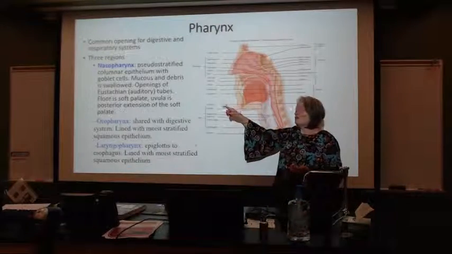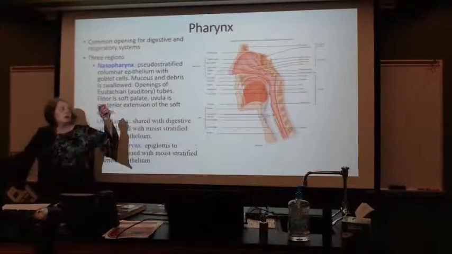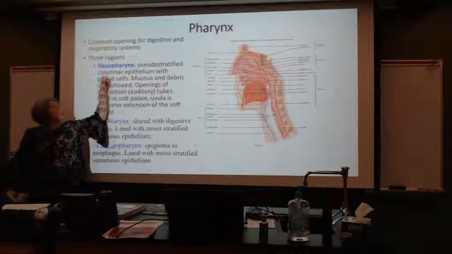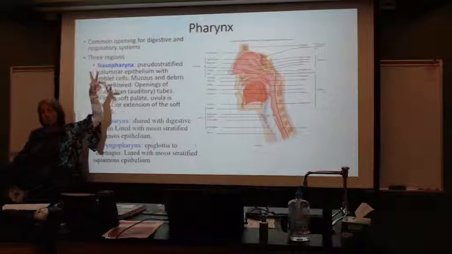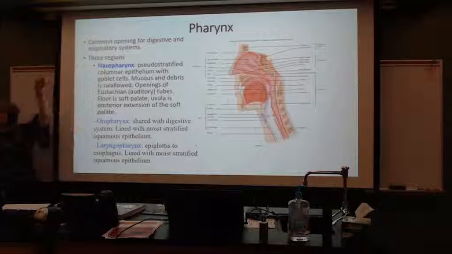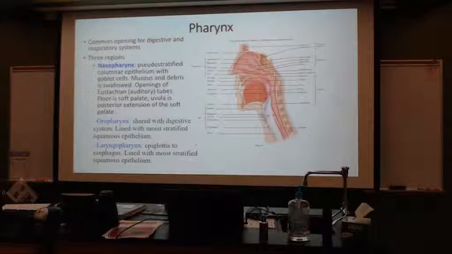In the nasopharynx, we have pseudostratified columnar epithelium. Do you remember that cell structure? Let's look at that term. Pseudo means false. Stratified means looking like layers. So pseudostratified, false layers. That tells me it's only one layer of cells that's present in this area.